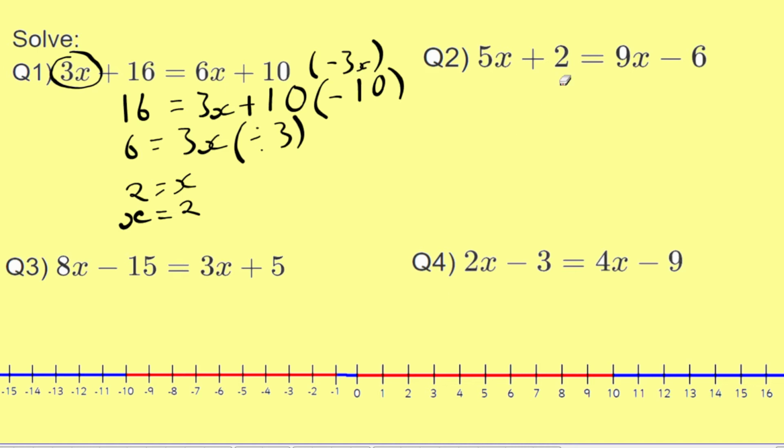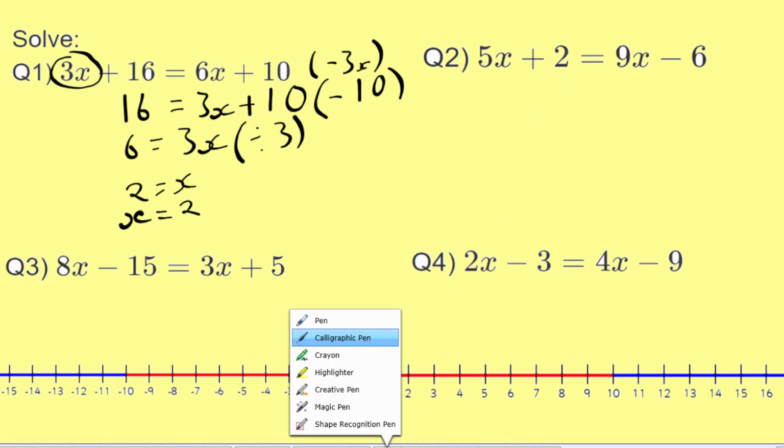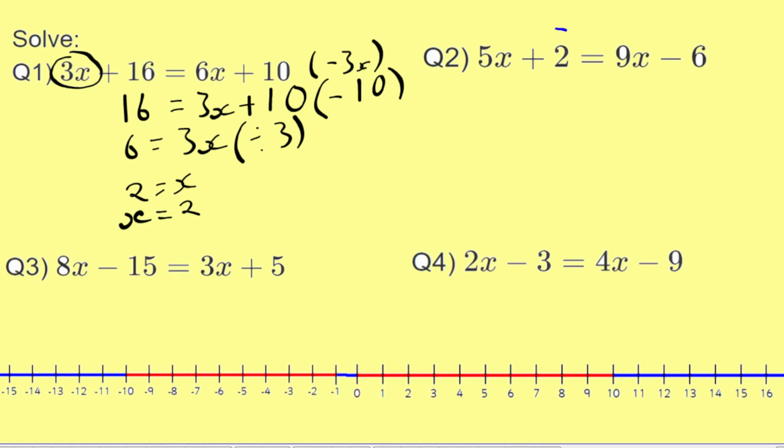So the first thing you want to do is you're going to see the difference between this number and this number. So the difference between minus 2 and 6. So I've got a number line down here. Minus 2, we've got 1, 2, 3, 4, 5, 6, 7, 8. So the difference is 8. So I want to put 8 there.